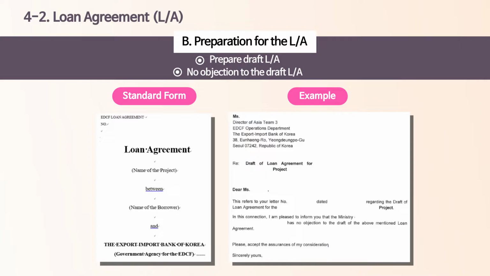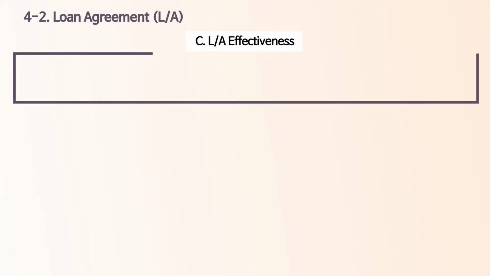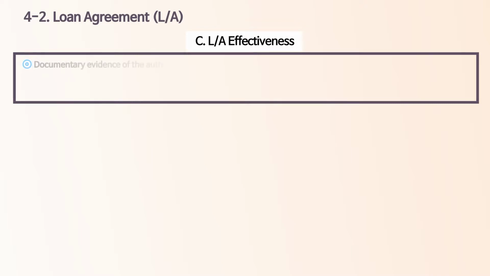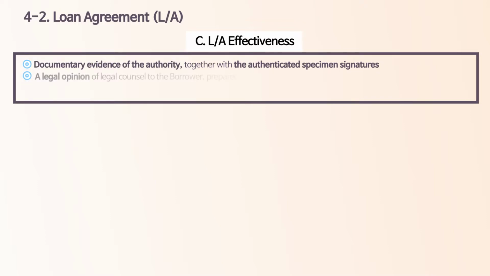After negotiation for the LA is finalized, the signatory of the partner country, usually the Principal Secretary of the Ministry of Finance, shall submit an official letter stating no objection on the final draft. Finally, the LA is now ready to be signed by each government. But be careful, just signing the LA is not the end of this lengthy process. For the LA to come into effect, two documents, as shown, shall be submitted. One is the documentary evidence of the authority with the specimen signatures, and the other is a legal opinion to the borrower. In case a guarantor exists, you may have to submit additional documents.